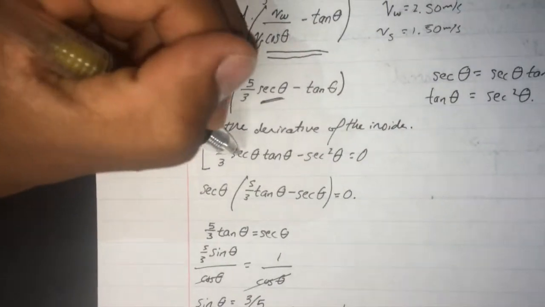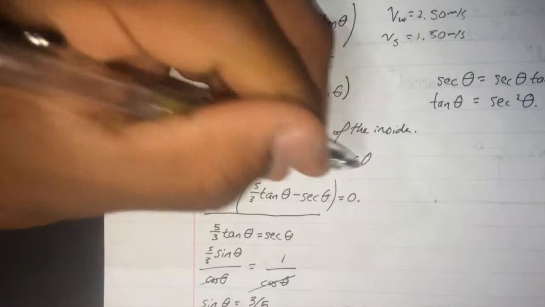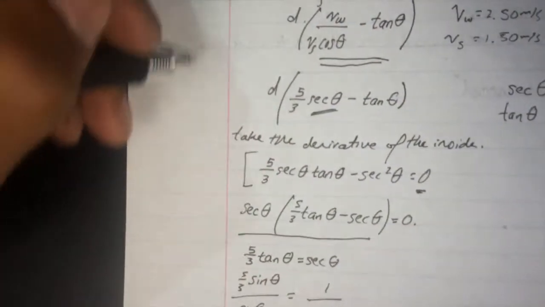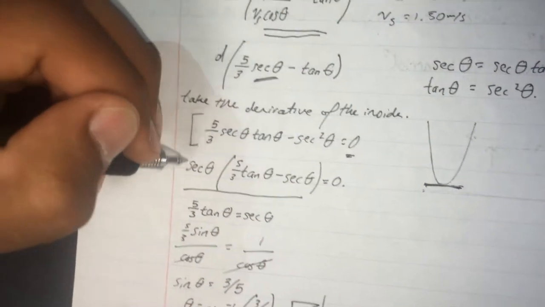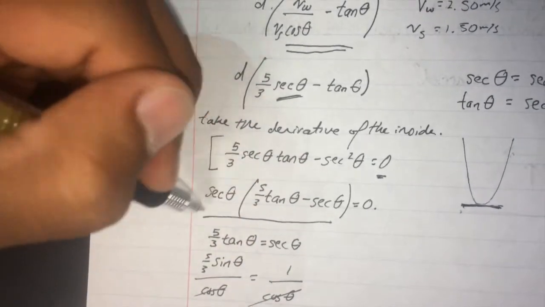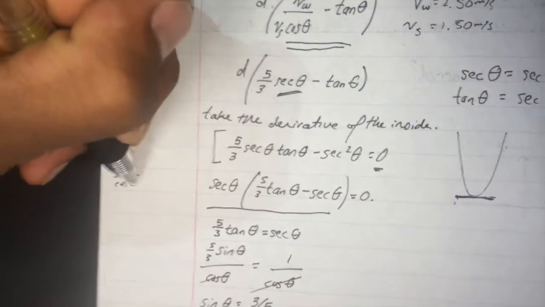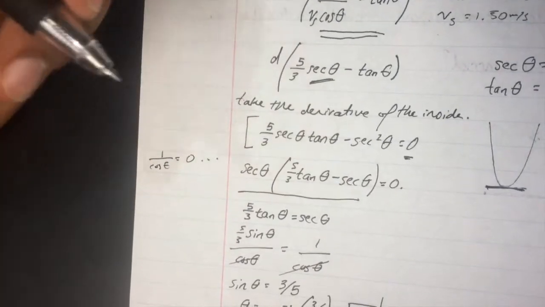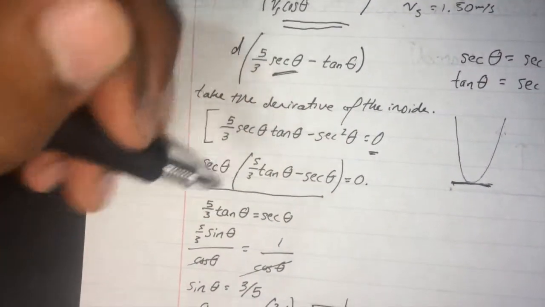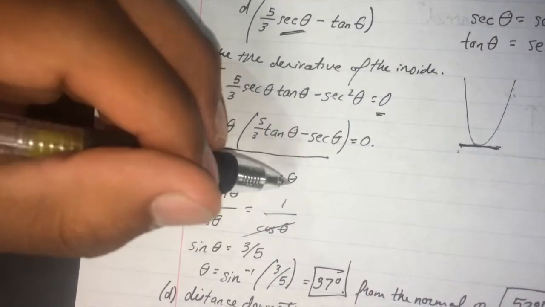And I get 5/3 secant theta tan theta minus secant squared theta. Now I can factor, right? And I want this to equal 0, because the moment the slope equals 0, we get our minima. Secant theta equals 0 is not possible, because that would mean 1 over cosine theta equals 0. So that's not the correct value. So we're going to look at this part. I'm going to make that equal to 0. So I get 5/3 tangent theta equals secant theta.